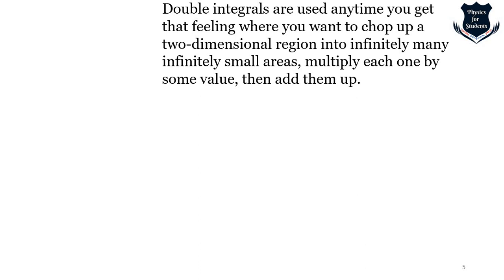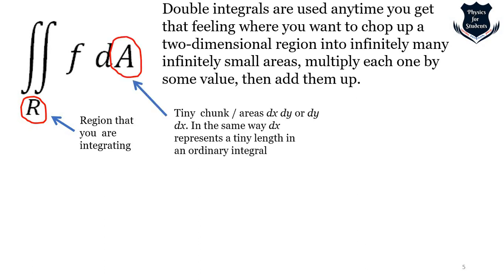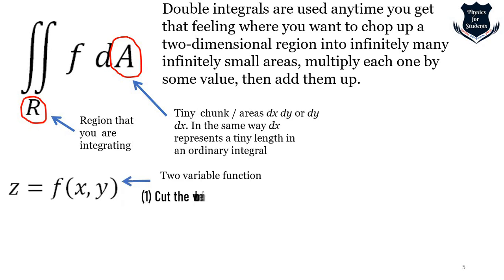Now, double integrals, as you know, are used anytime we want to cut up a two-dimensional region into infinitely small areas. This is the notation where again R denotes the region you are integrating, and this is the tiny little chunks which we are cutting out in order to make life easy, and we will integrate over it. And z equals f of xy is the two-variable function.